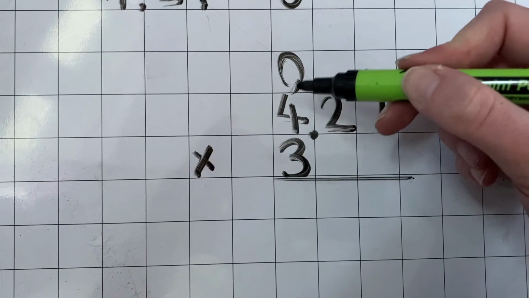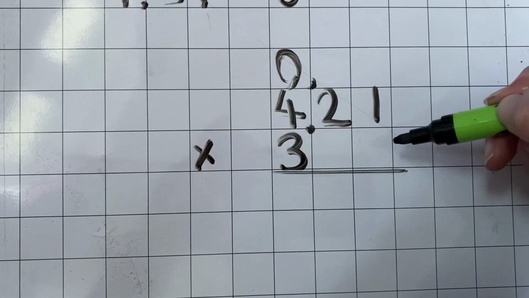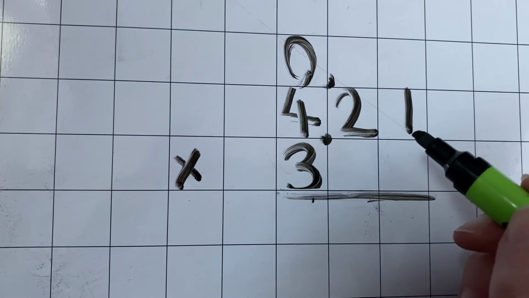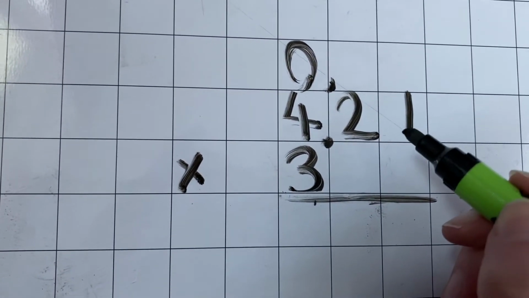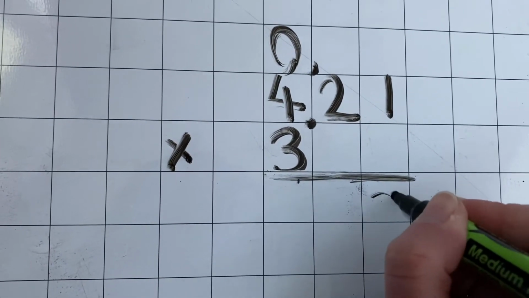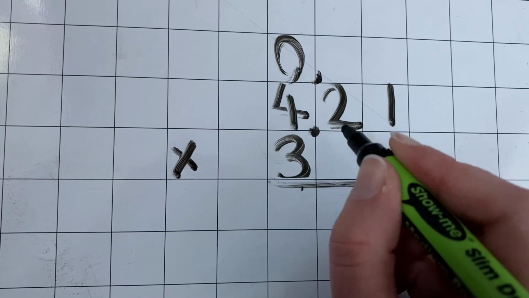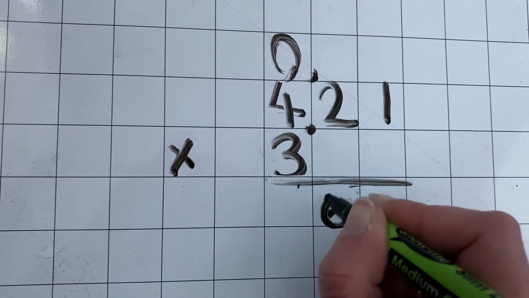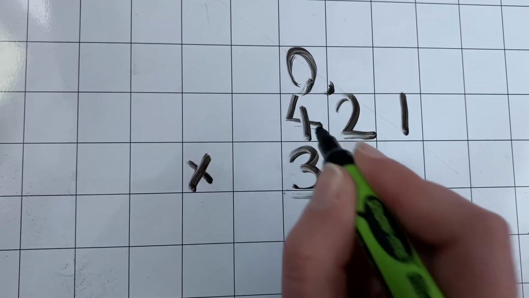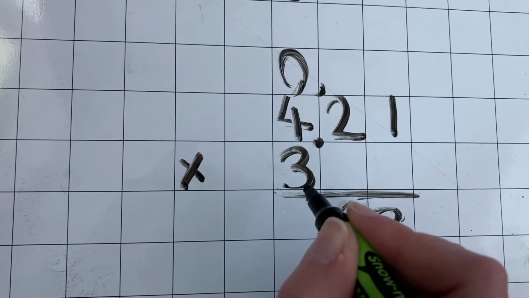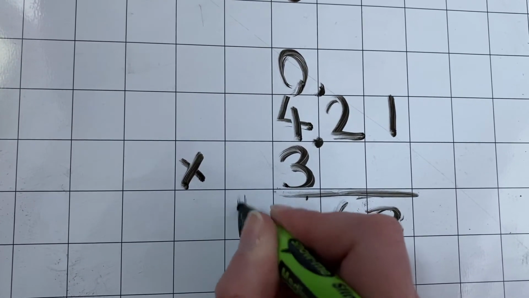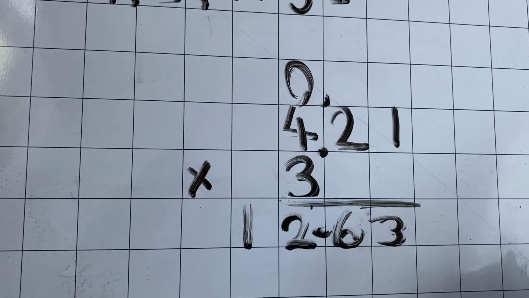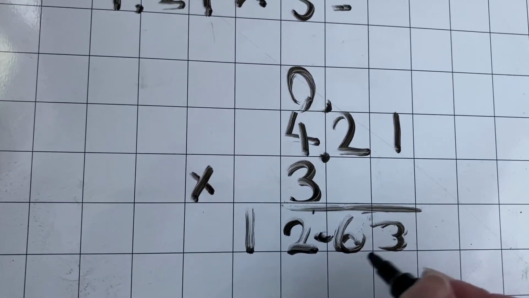It's really important that children understand this and do not put the 3 here in the hundredths column. We would need to times 100th by 3. So 100th times 3 is 300ths. 2 tenths times 3 is 6 tenths. 4 ones times 3 is 12. Don't forget our decimal point. Therefore, our answer is 12.63.